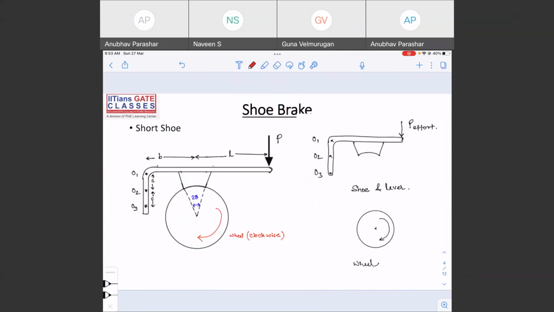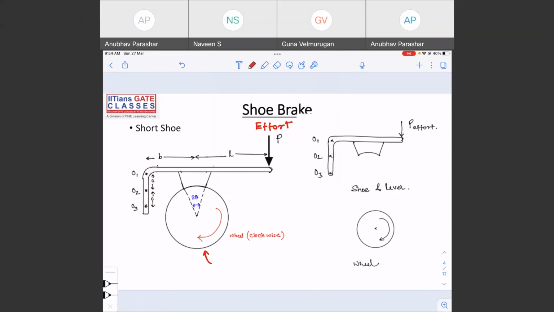Okay, so let us try to see how a shoe brake looks like. This is a shoe brake, as you can see. This is the wheel, which is the moving member, right? This is the brake handle, as you can see. And this is P, which is the effort.